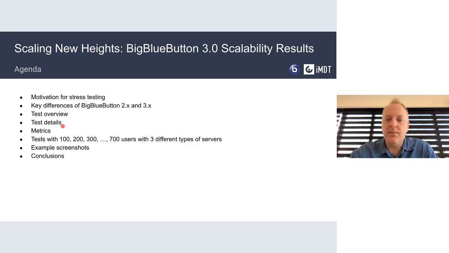The details of the test, because as we are joining with multiple browsers, I want to describe what these browsers are doing. The metrics that we are collecting, which are very basic metrics. I believe we can create many more metrics and get even better results for the next rounds of stress tests, but it's a beginning. And also I'm going to present the tests with 100, 200, 300, up to 700 users with 3 different types of servers.